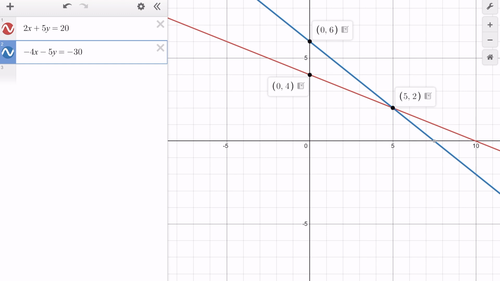And so Desmos is a useful tip to help check answers, or if you're really lost, you can always just plug in and see if you can make sense of it. So good luck on this concept.